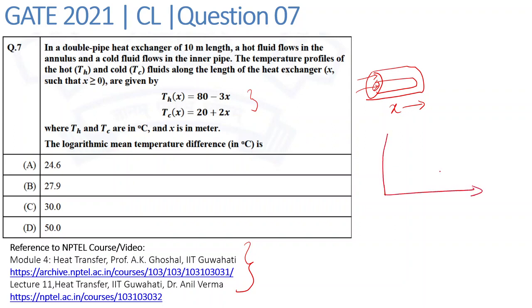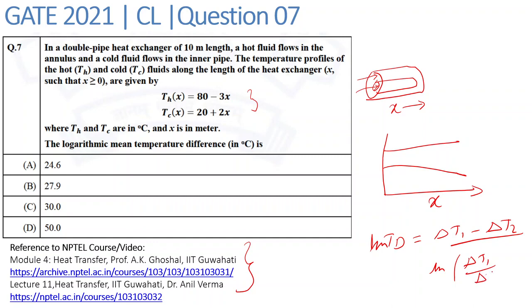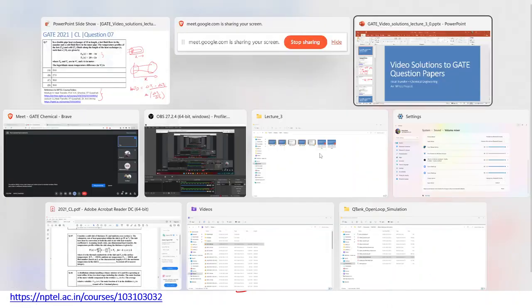Usually if the temperature varies along x, then we calculate this log mean temperature difference to find the average of the temperature difference. The LMTD is defined as delta T1 minus delta T2 upon ln of delta T1 upon delta T2, where delta T1 is the temperature difference at this section and delta T2 is the temperature difference at the other section. We will use that concept to find the log mean temperature difference. So let's take a look at the video solution of this question.